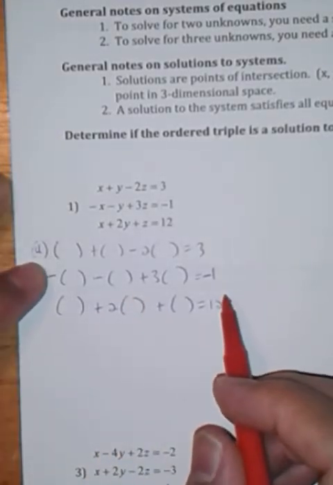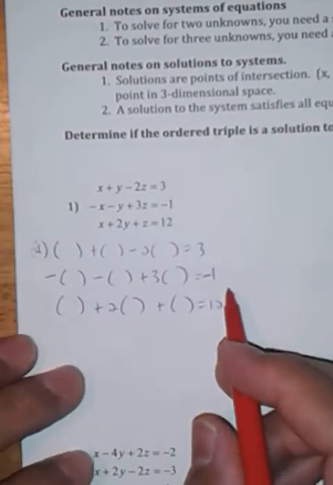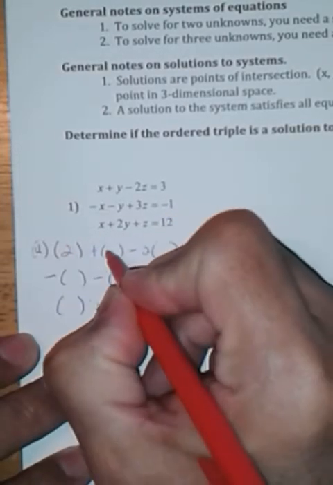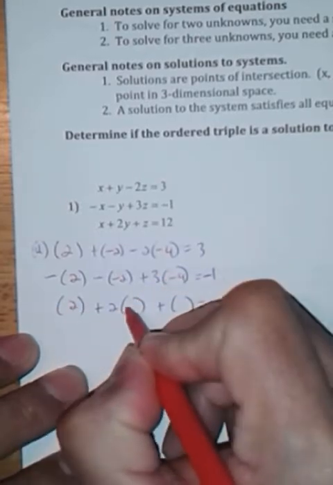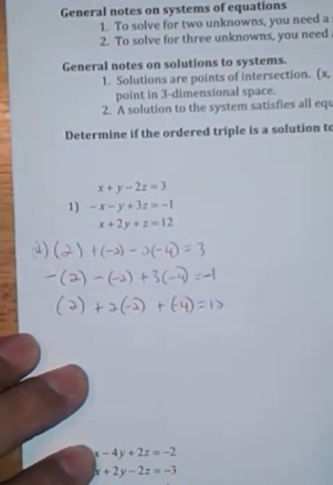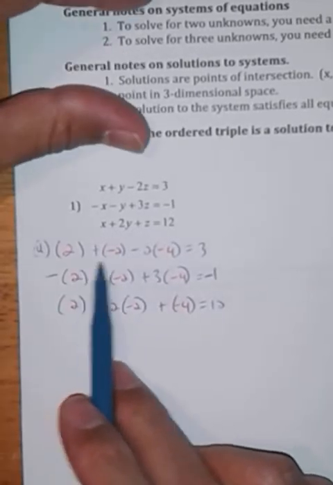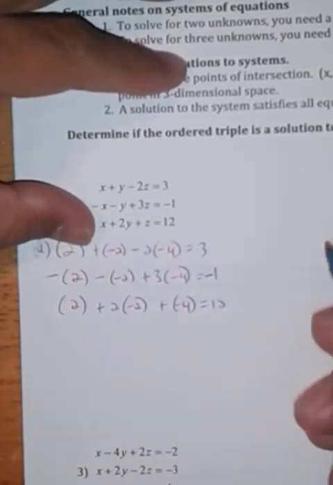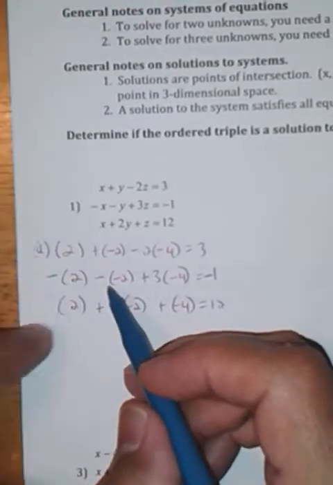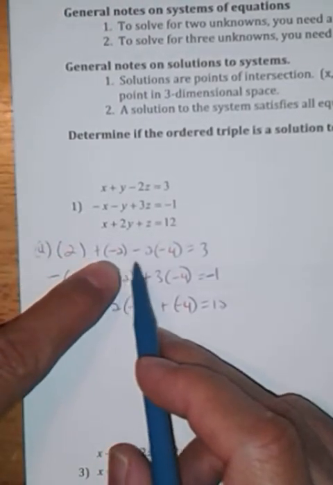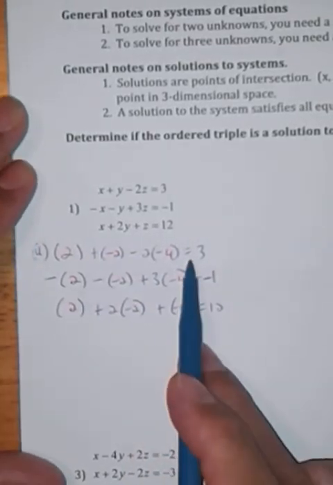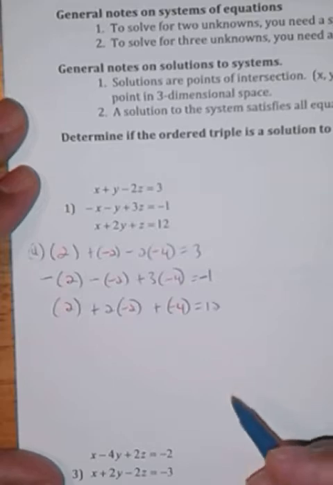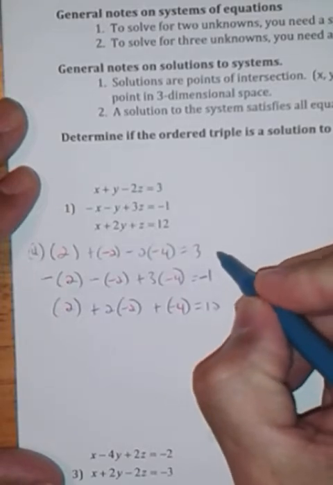For A, it's 2, negative 2, negative 4. All right, and satisfy means that when we plug in the numbers, it's a true statement. Of course, we may have to simplify a little bit. Like here, this is 2 plus negative 2 is 0, plus 8 is 3. Okay, so that one we already know doesn't work because it does not satisfy the first equation. So A is no.